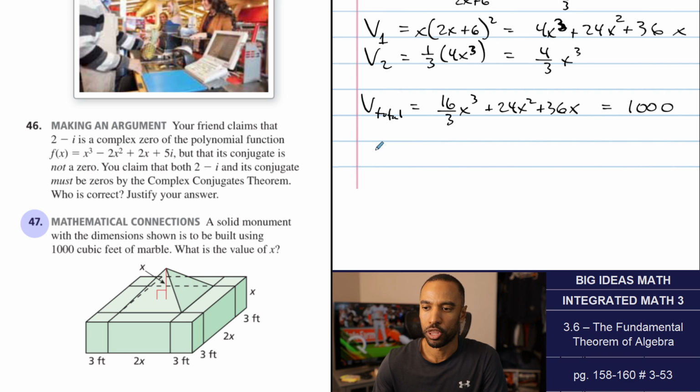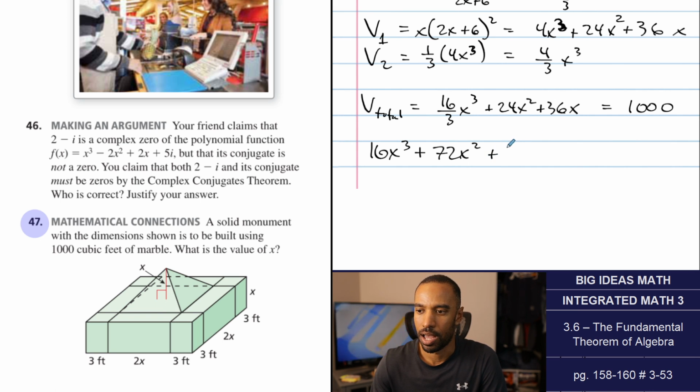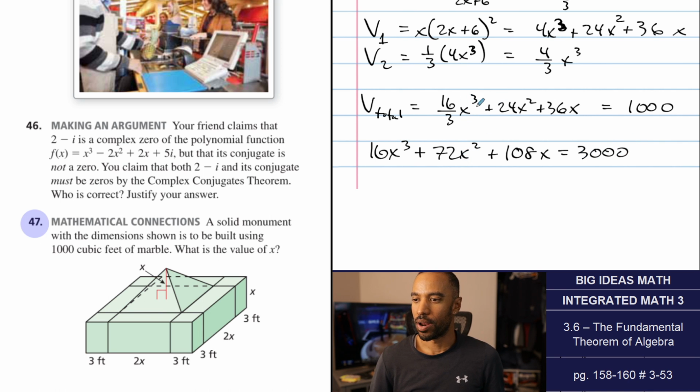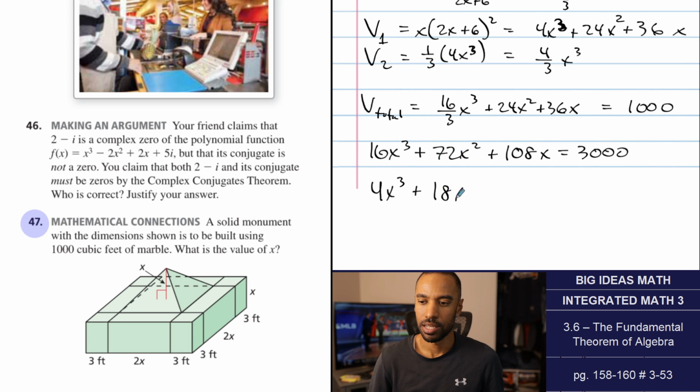If we multiply this all by 3, that should help us out, get rid of the fraction. 16x cubed plus 72x squared plus 108x equals 3,000. All right, moving forward, we want to set this thing equal to 0. I want to clean this thing up first. Let's divide it by 4. So we'll get 4x cubed plus 18x squared plus 27x. Let's subtract that over. Divide by 4 is 750. Subtract it over, you get minus 750 equals 0.